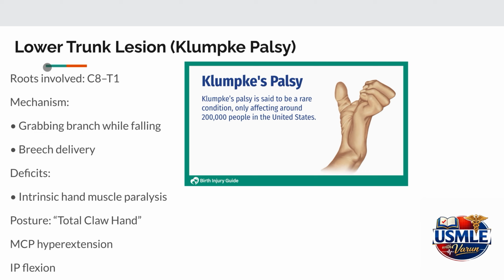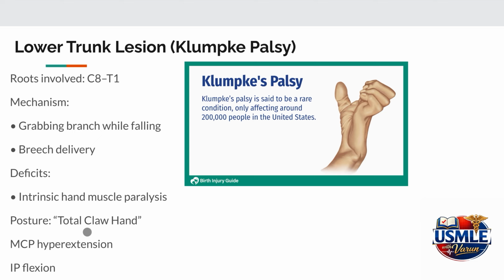Klumpke palsy involves injury to the lower trunk of the brachial plexus, specifically the C8 and T1 nerve roots. This injury usually results from upward traction of the arm, like grabbing a branch while falling, and during breech delivery. The intrinsic muscles of the hand are affected, which results in a claw hand deformity. This is a characteristic image of a claw hand deformity. If sympathetic fibers are involved, Horner syndrome may also present.